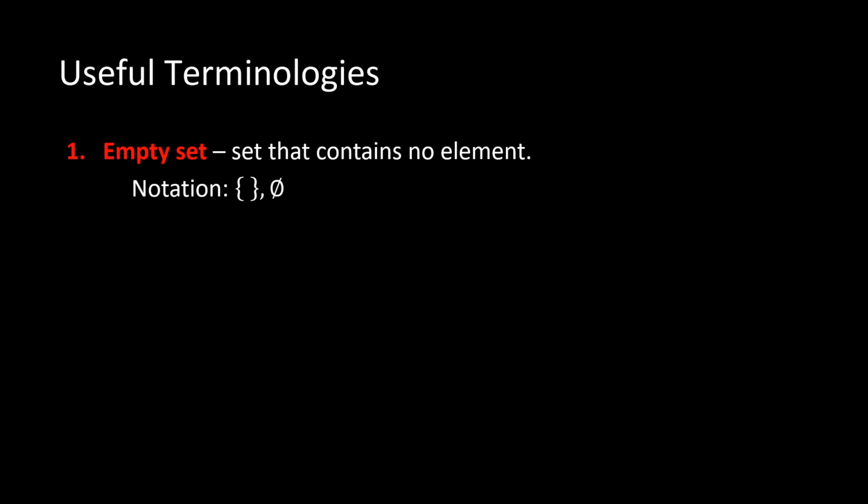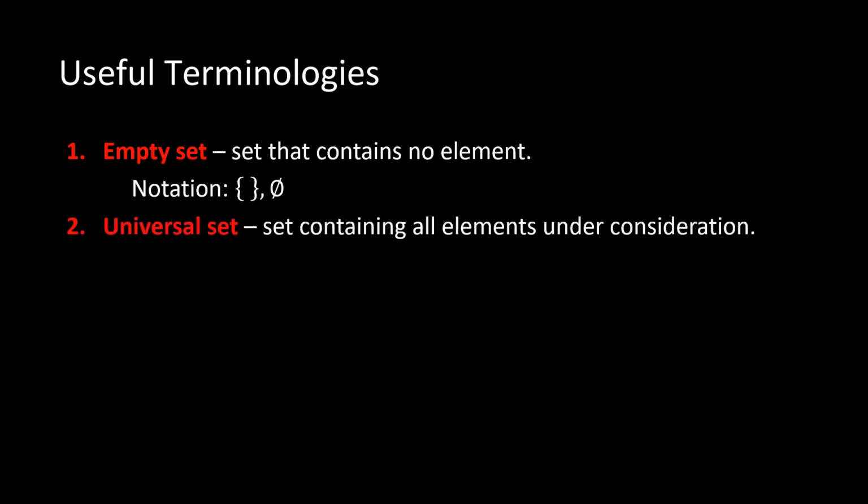Some terminologies. Number 1, empty set. It is a set that contains no element. These are the notations. Number 2, universal set. It is a set containing all elements under consideration. We usually use capital U to denote universal set.